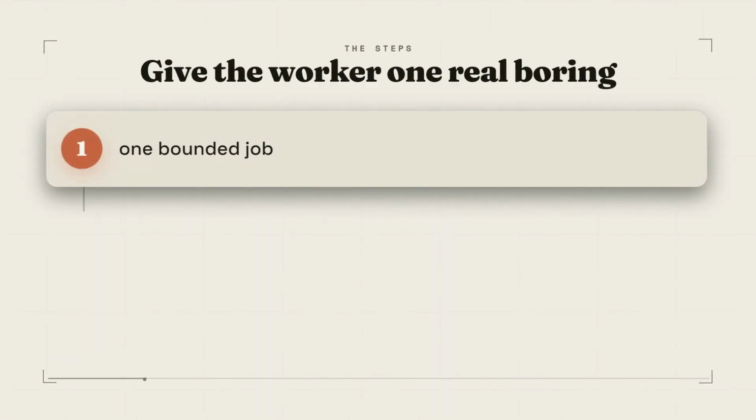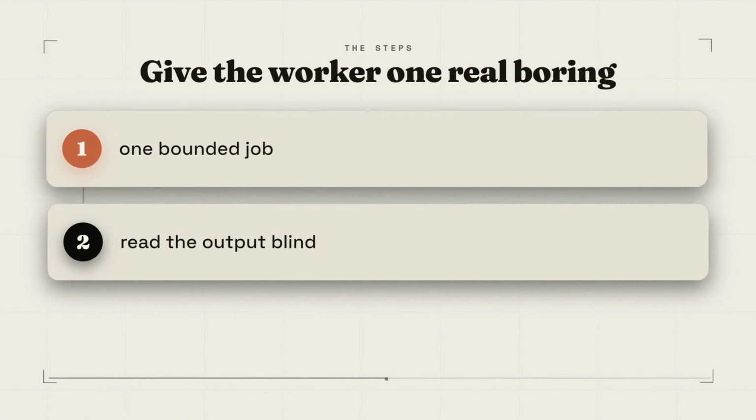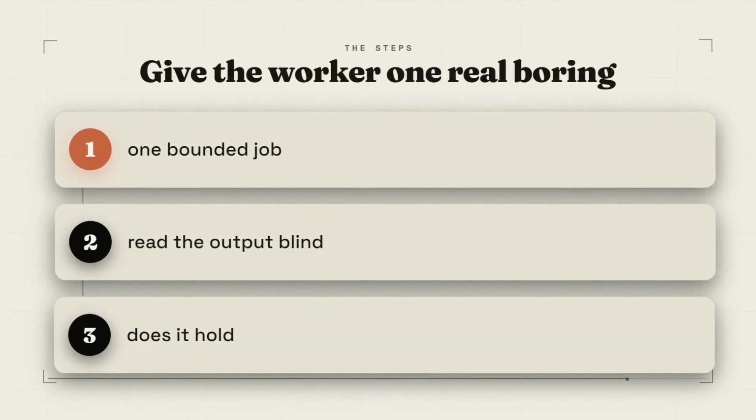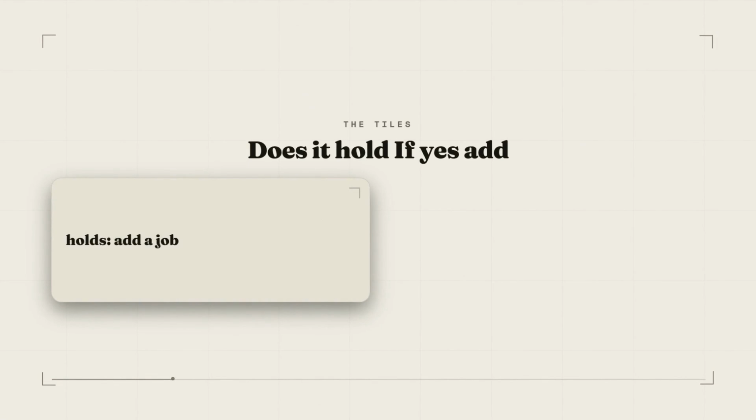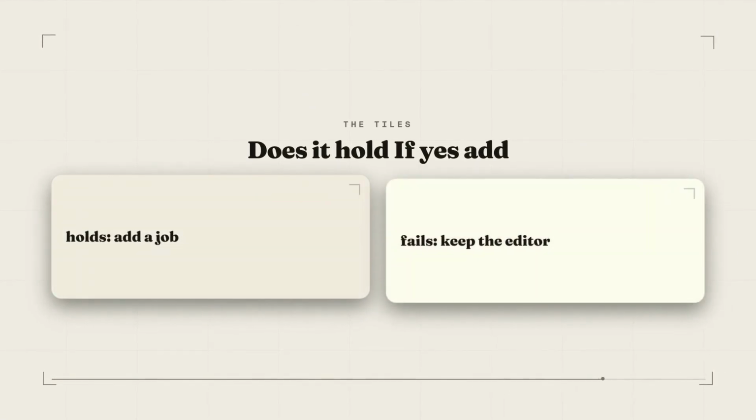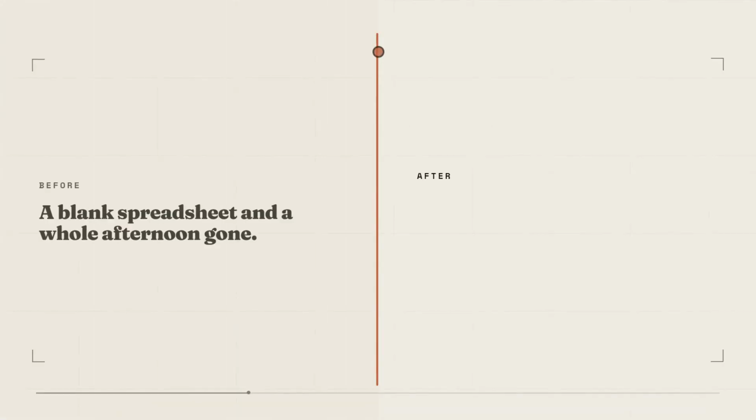The one boring real job test. Give the worker one real boring bounded job from your week. Read the output blind. Does it hold? If yes, add one more job. If no, keep that lane on the editor. Never trust a benchmark chart. Trust your own blind read.